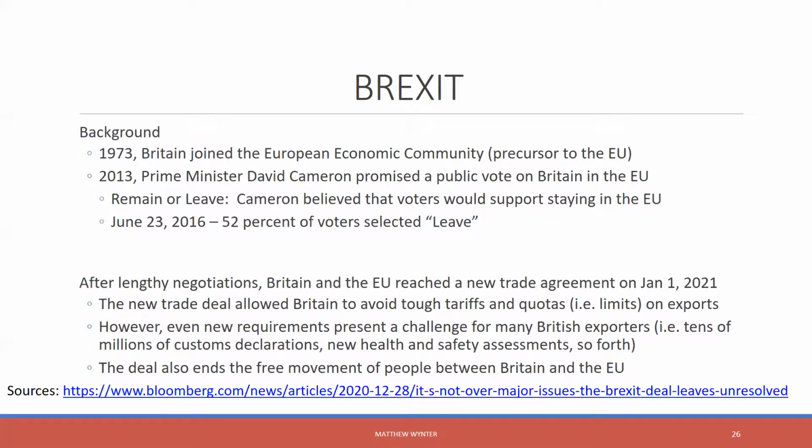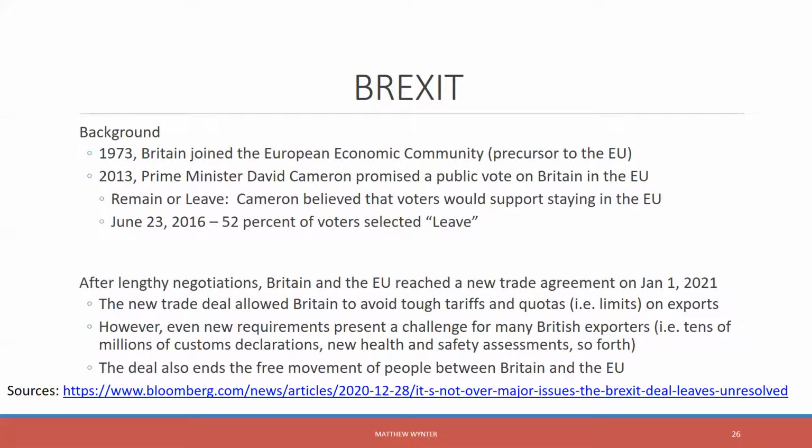So background. In 1973, Britain joined the European Economic Community, a precursor to the EU. In 2013, so 40 years later, Prime Minister David Cameron promised a public vote. So he proposed that there'll be a public referendum and the choices are going to be remain or leave. Cameron believed that voters would support staying in the EU. He was wrong. June 23rd, 2016, in the midst of a significant migrant crisis that was happening throughout Europe, voters in Britain, 52% said, let's leave the EU.